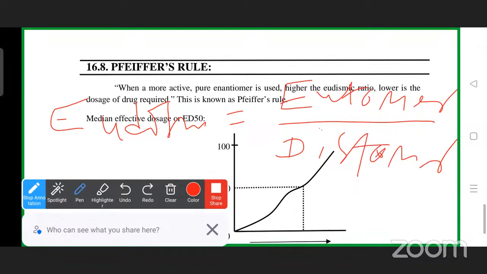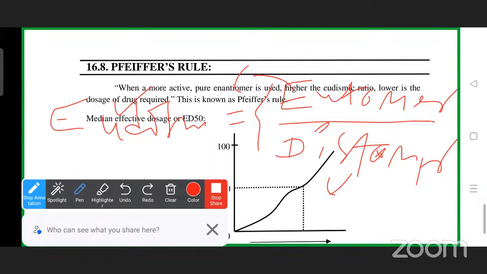Eutomer and distomer here. So what is eutomer here? The more active isomer of the compound is the eutomer, and the distomer is the less active isomer of the compound. The ratio between these two is the eudismic ratio. Generally, the pure enantiomer is used, meaning a more active pure enantiomer is used.